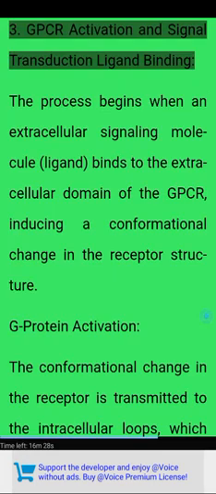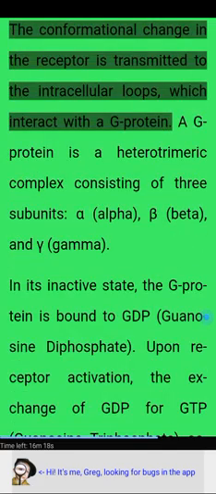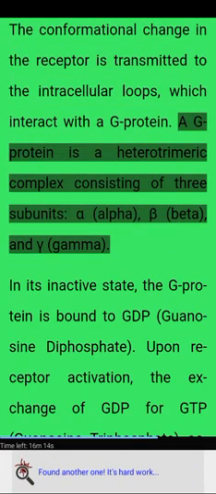3. GPCR activation and signal transduction. Ligand binding: the process begins when an extracellular signaling molecule, the ligand, binds to the extracellular domain of the GPCR, inducing a conformational change in the receptor structure. G protein activation: the conformational change in the receptor is transmitted to the intracellular loops, which interact with a G protein. A G protein is a heterotrimeric complex consisting of 3 subunits, alpha, beta, and gamma.